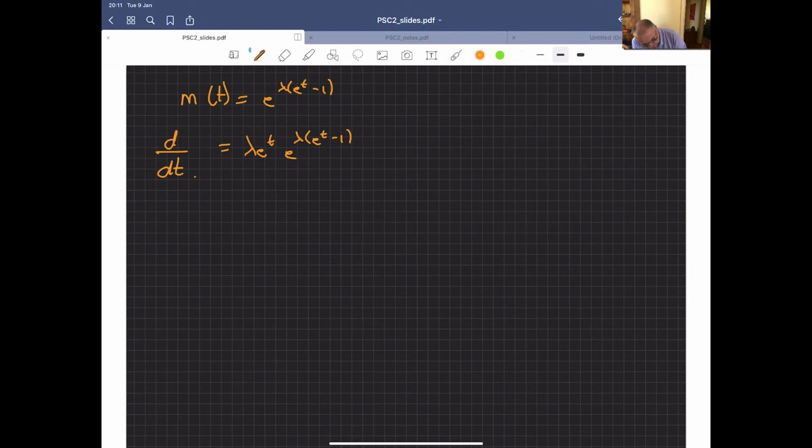How did I do that? If you want to recap first year, go and remind yourselves about the chain rule. Roughly, I'm using the fact that if I differentiate e to the function of x with respect to x, I should get g dash of x times e to the g of x.